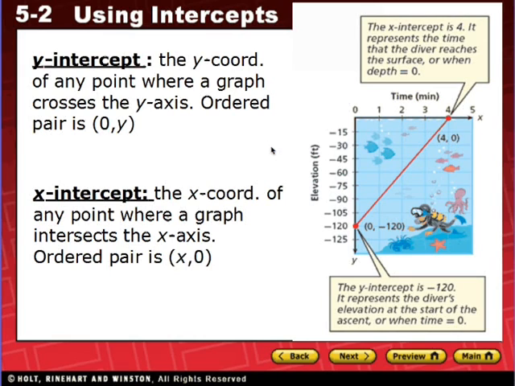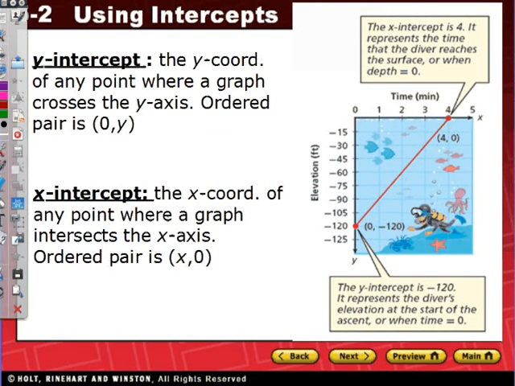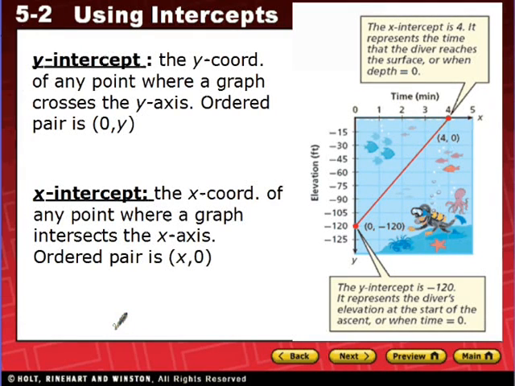5-2, using intercepts. What I think would work best here for writing things down is to go ahead and use page 66 from the Know It notes, but be prepared to also have a piece of graph paper when we get to graphing using the intercept. So if you need to pause it and go find that graph paper, now's a good time to do that.